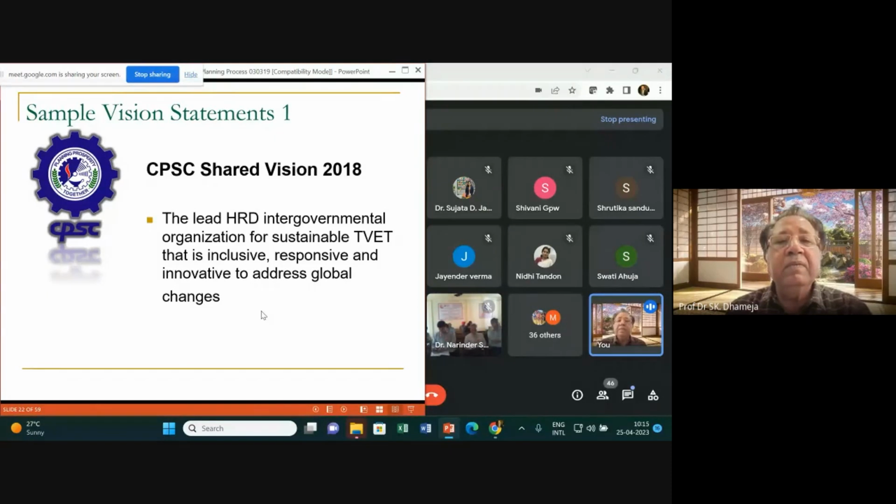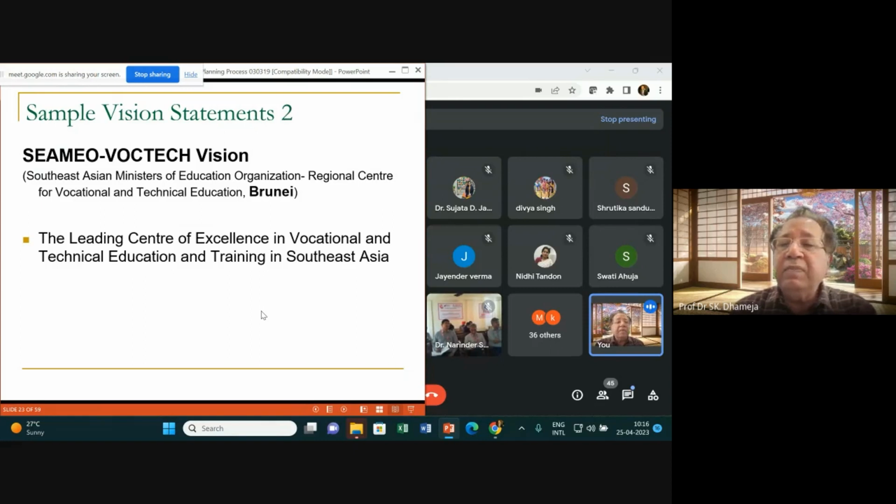This is the CPS's shared vision 2018: the lead HRD intergovernmental organization for sustainable TVET. TVET is technical and vocational education and training that is inclusive, responsive, and innovative to address global changes. This is for the SEAMEO BOCTEC. You know what SEAMEO is? It is the Southeast Asian Ministers of Education Organization. It's a regional center for vocational and technical education in Brunei. Brunei is a small country in the Asia Pacific, very rich country. They have a lot of oil. Their vision statement is: the leading center of excellence in vocational and technical education and training in Southeast Asia.